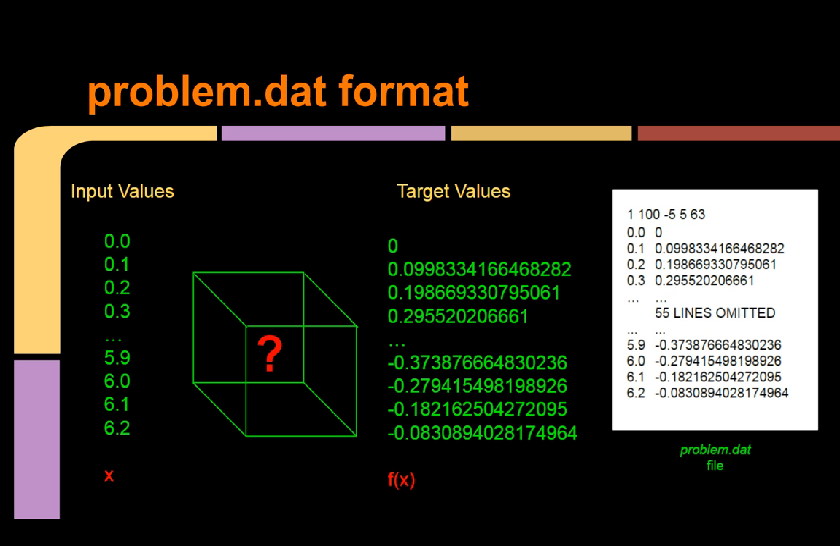Well, the problem.dat file format pretty much follows what you've already seen. There's a header line, but this is followed by two columns of numbers. The left represents the input values for a program, while the right side represents the desired output for the given inputs. Other than the header, each line containing an input target pair is called a fitness case.